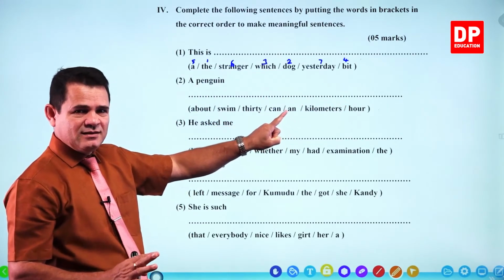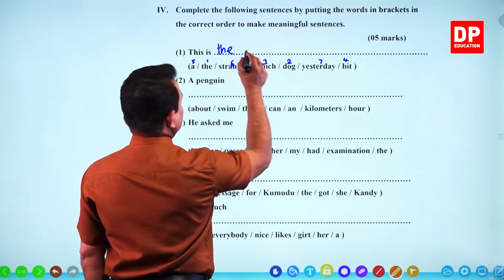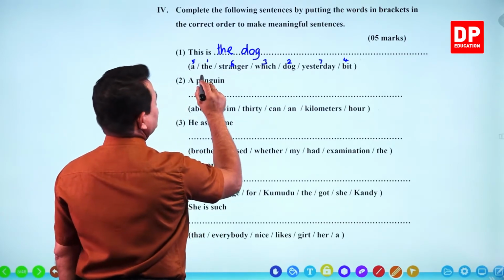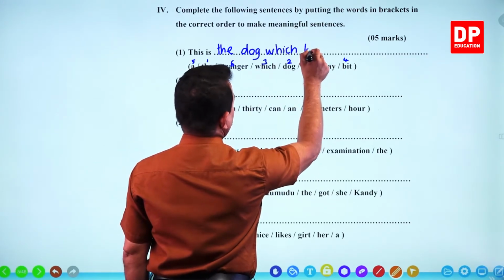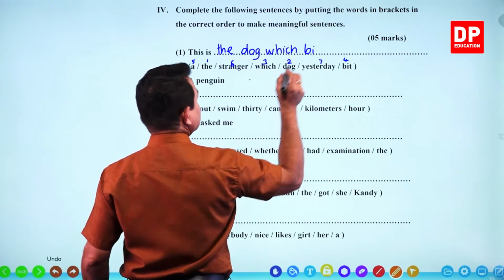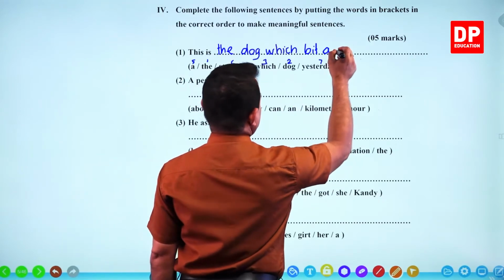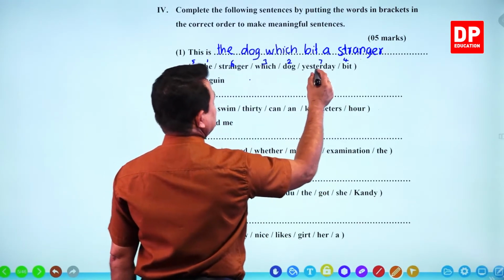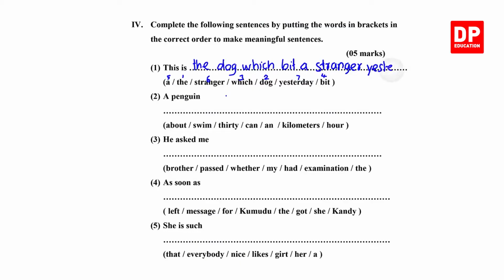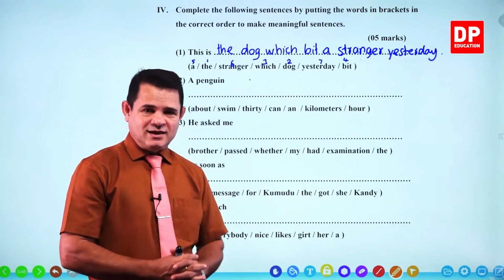Now you write the sentence. This is number 1, the; 2, dog; 3, which. This is the dog which, then 4, bit; 5, a; 6, a stranger; 7, yesterday. Now you see, this is the dog which bit a stranger yesterday.